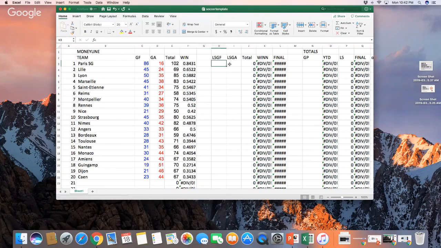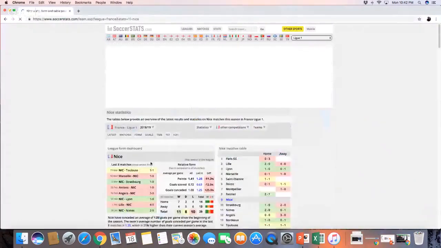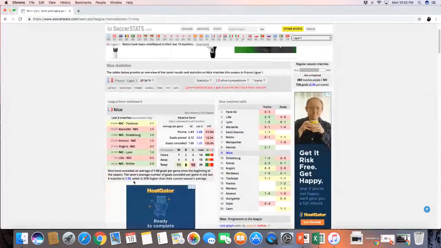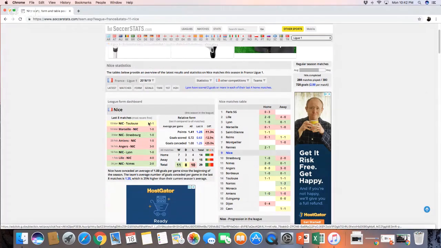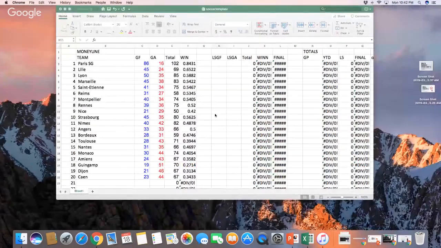Now, here's how I do goals for, goals against. Let's pick a team in here, I think this is pronounced Nice. So we're going to do the last 5 goals for, goals against using the site Soccer Stats. I click this team, and this is pretty easy to do. Where it says last 8 matches, you'll see the team we're looking at is highlighted. I just count the goals up, starting with goals for. So 1, 2. They scored 2 goals in their last 5 games. So not good. Then I put a 2 here.